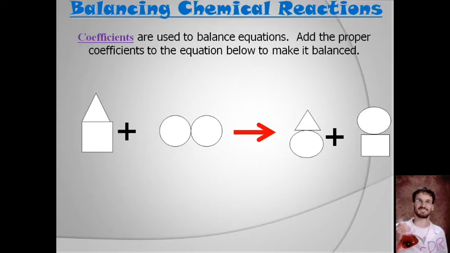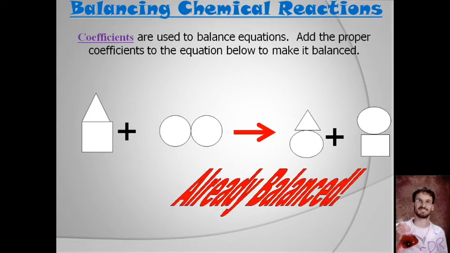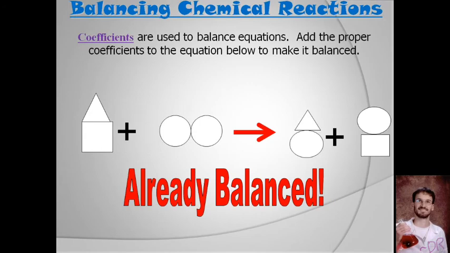Well, is it balanced? Well, let's see. How many squares do we start with? 1. How many squares do we finish with? 1. We start with one triangle, we finish with one triangle. We start with two circles, we finish with two circles. So this is an example of a reaction that's already balanced. We don't need any coefficients because it would be like just putting a 1, a 1, a 1, and a 1. All right? We don't need to do that. It's assumed if there's no number there that it is a 1.